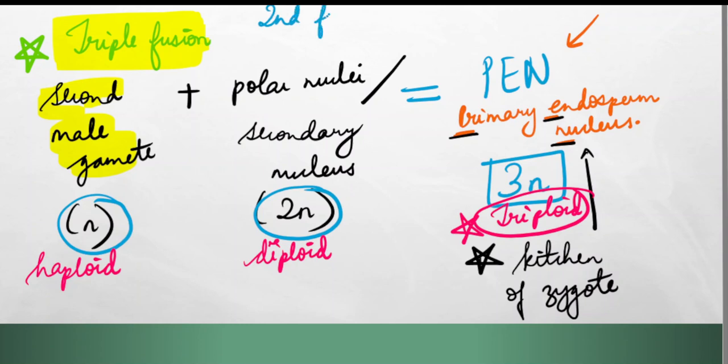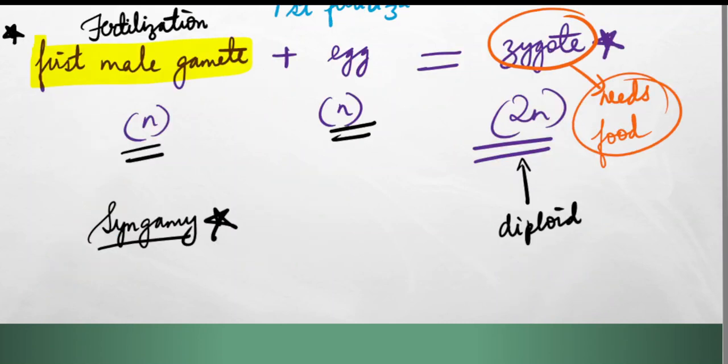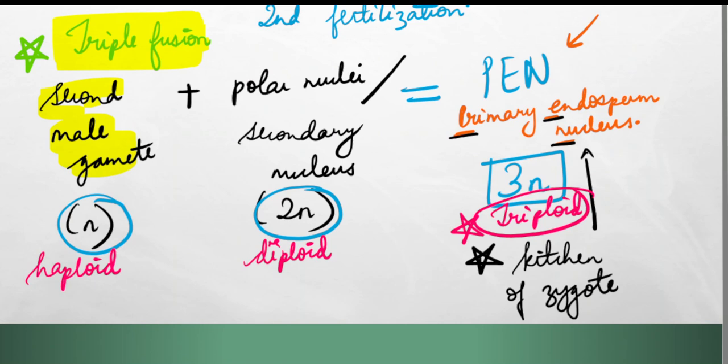So this is second time fertilization. What we say? We can say this is second time fertilization. So one and second fertilization. So there are total 2 time fertilization. So we say it as double fertilization.